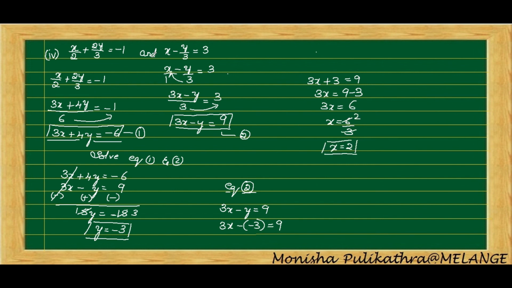So by solving this fractional form, we will get x is equal to 2 and y is equal to minus 3. I hope you understood this. This is the compulsory question. This elimination method is a compulsory question. So kindly practice it very well.